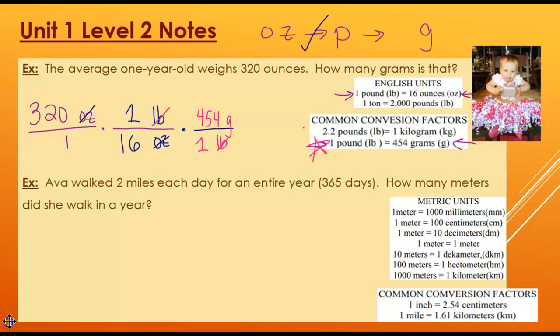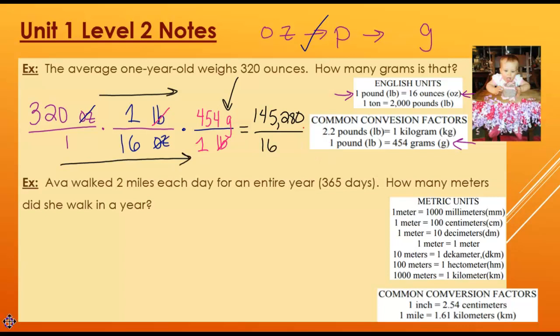Now that we have our units into grams, let's do the math. On top, multiplying straight across, 320 times 1 is itself, times 454 is 145,280. On the bottom, 1 times 16 times 1 is 16. So we want to divide the top by the denominator, and we get 9,080, and our unit is in grams. So 320 ounces is 9,080 grams.